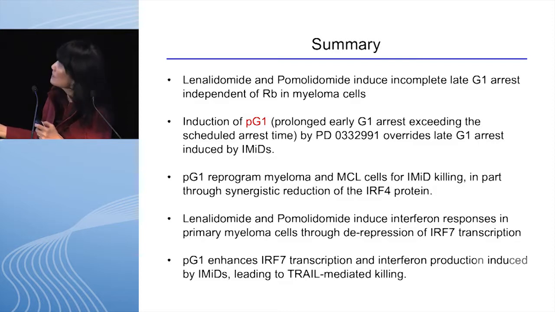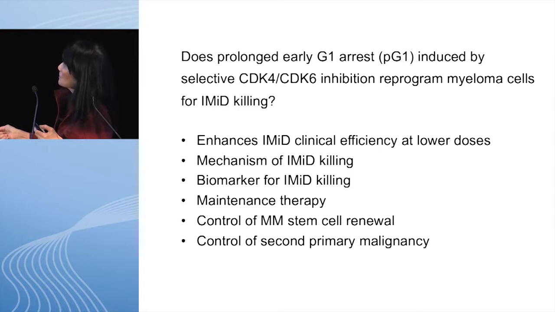I think this is important because everything I tell you about interfering with the cell cycle with the CDK4 inhibitor is RB dependent. Induction of prolonged G1 arrest by this inhibitor can override cell cycle arrest induced by IMiD. And the prolonged G1 arrest reprograms cells for IMiD killing through a drastic reduction of IL-4. And this is through the interferon pathway mediated by IL-7 and TREL killing. So much for the work on the bench.